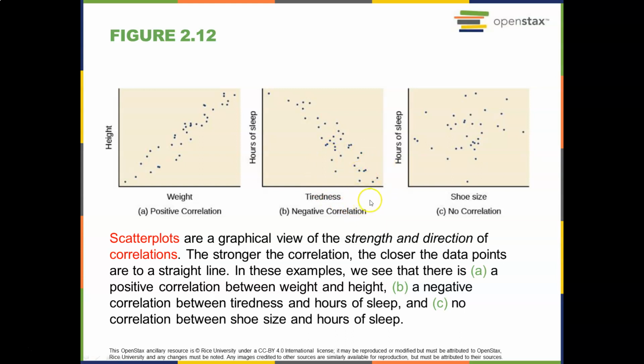And then last but not least, shoe size and hours of sleep. Here's another funny example, but there's no correlation whatsoever. As you can see, this is just this scatter plot right here. These dots are just all going in all kinds of directions. There's really no direction whatsoever. It's just varied. So that's just something to be aware of, and it's very important to know for this chapter.